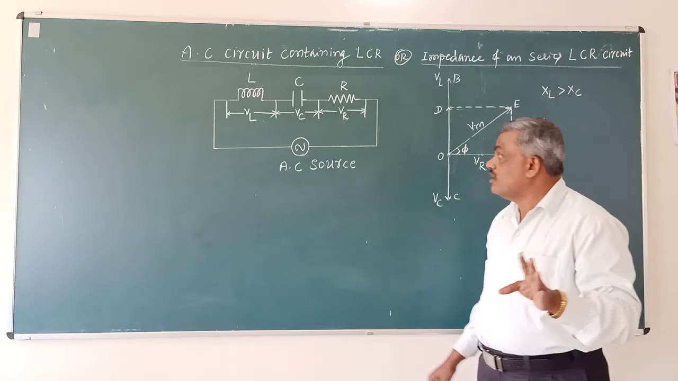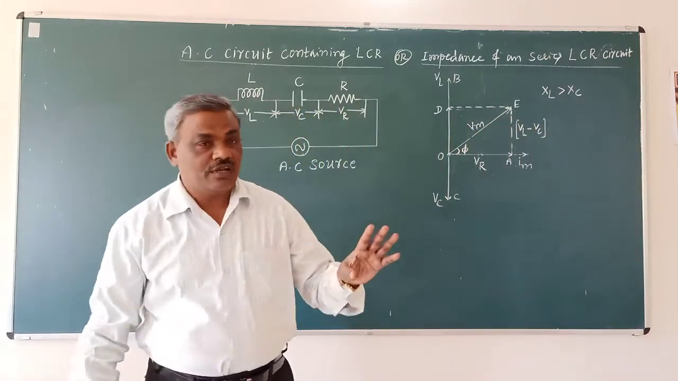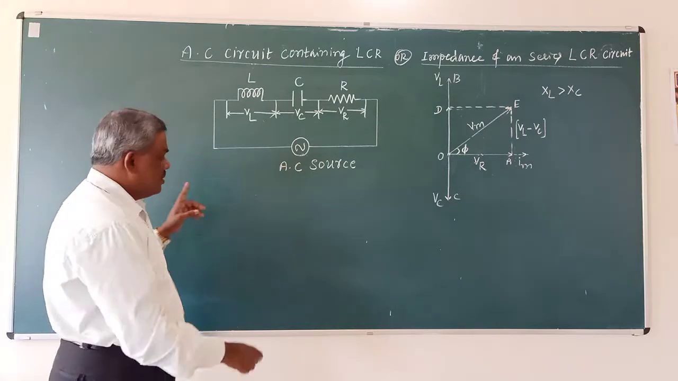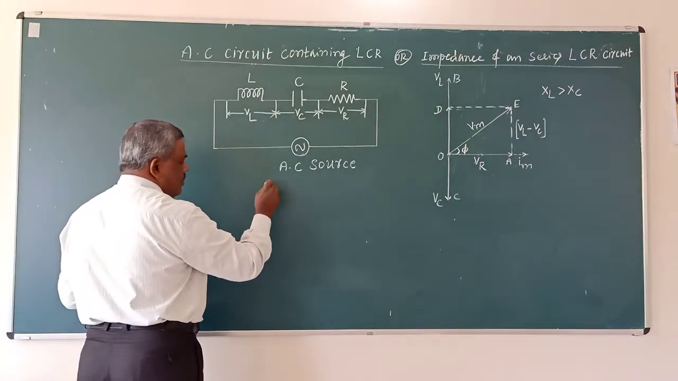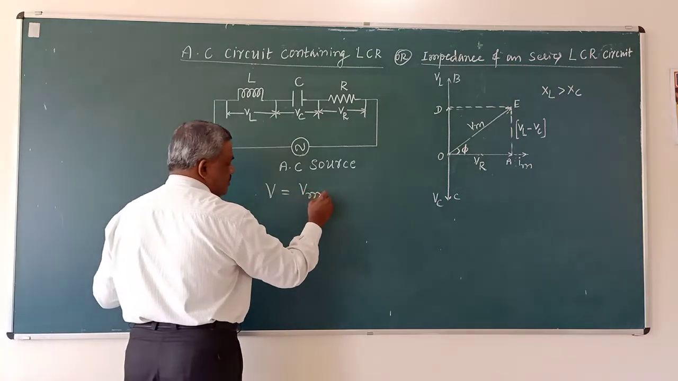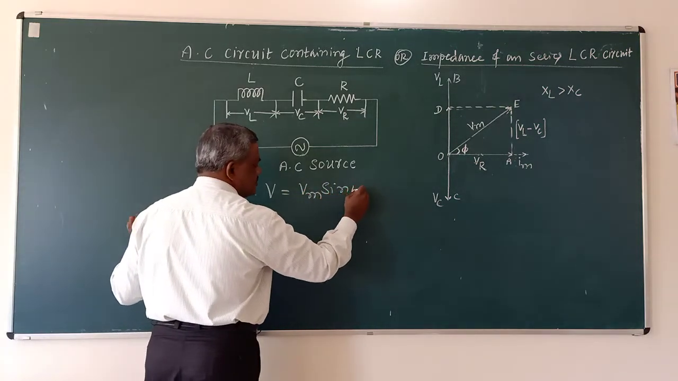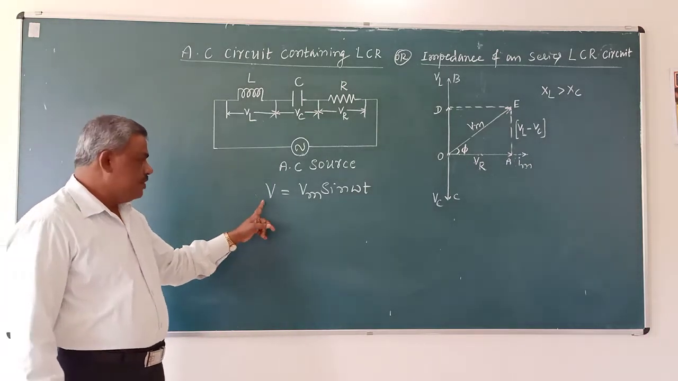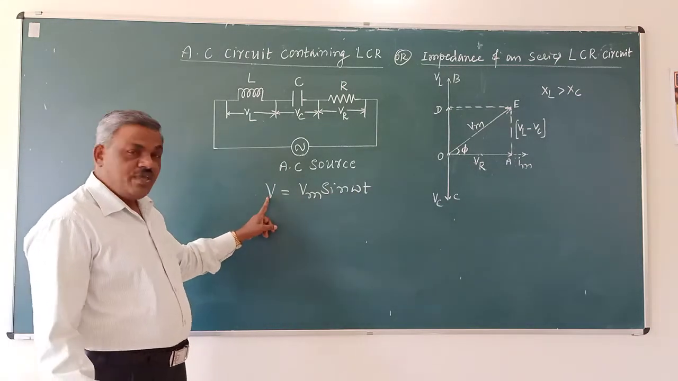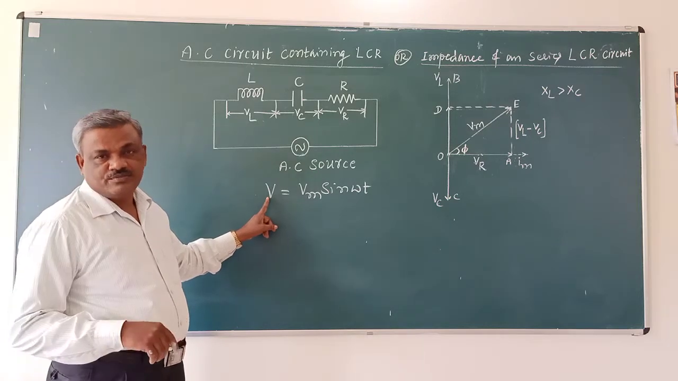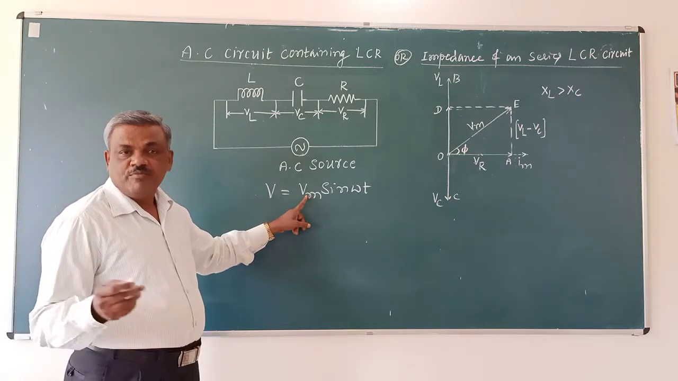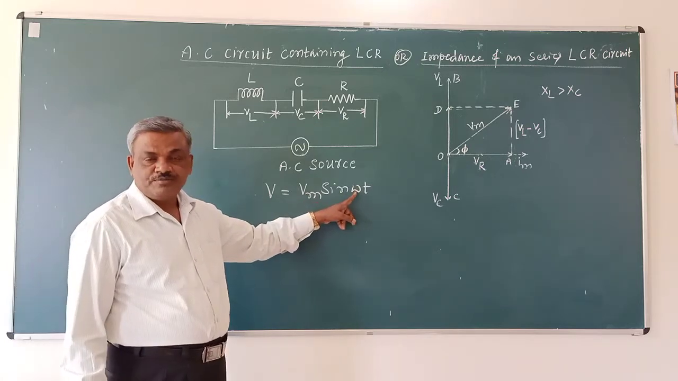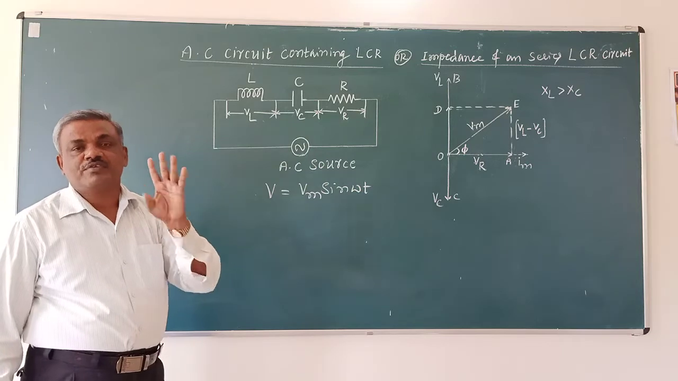Now students, here the inductor, capacitor and resistor are connected in series with an AC source. The AC source voltage V equal to Vm sin omega t. V is the source voltage, Vm is the peak value of alternating voltage, and omega is the angular frequency of AC.